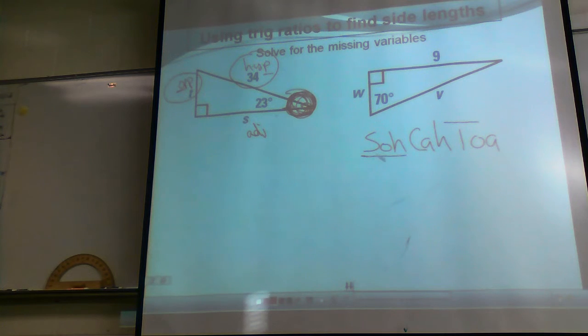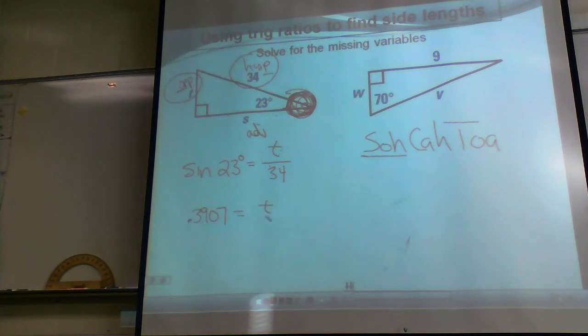So the way you set these up is it goes sine of the angle, which according to the sheet or your calculator, is going to be a number, right? This is a decimal, equals opposite over hypotenuse, but actually put in the numbers, right? My opposite side that I have listed is T, hypotenuse is 34. Okay? What is the sine of 23? Give me a sheet, or what is it? 0.3907.